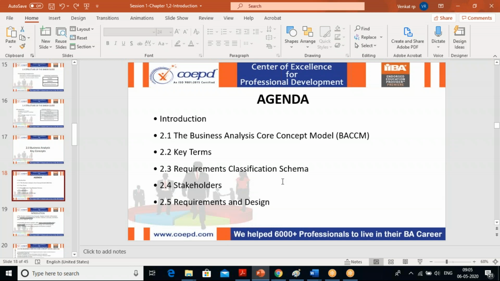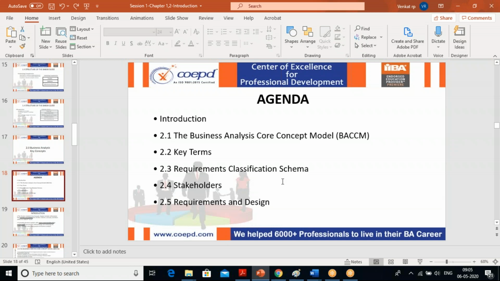And in the requirements classification schema, we have 4 types of requirements: business requirements, stakeholder requirements, solution requirements, transition requirements. And a solution requirement is once again divided into functional and non-functional requirements. That we will be discussing in the requirements classification schema. We will look into these 4 categories of requirements.